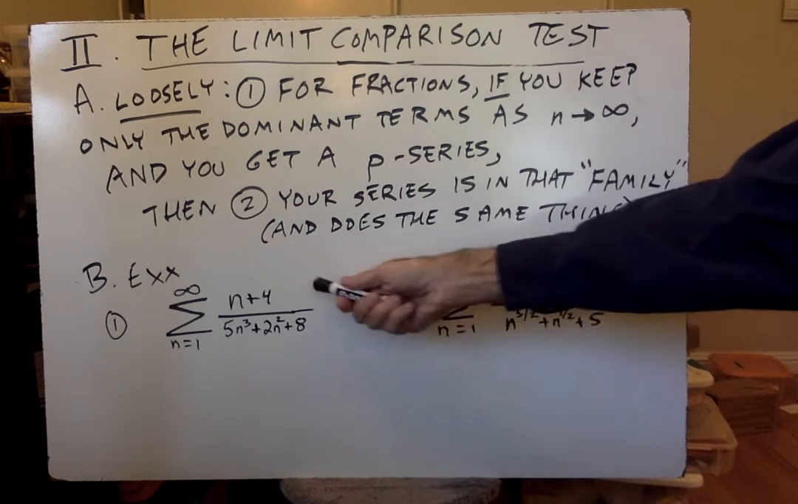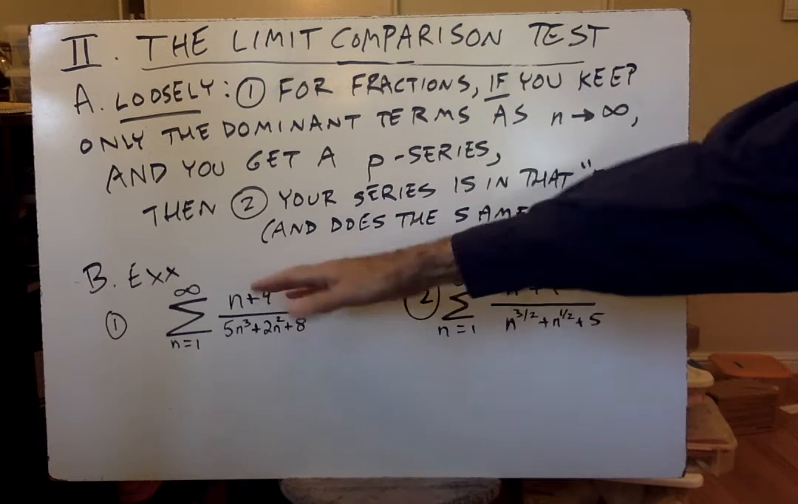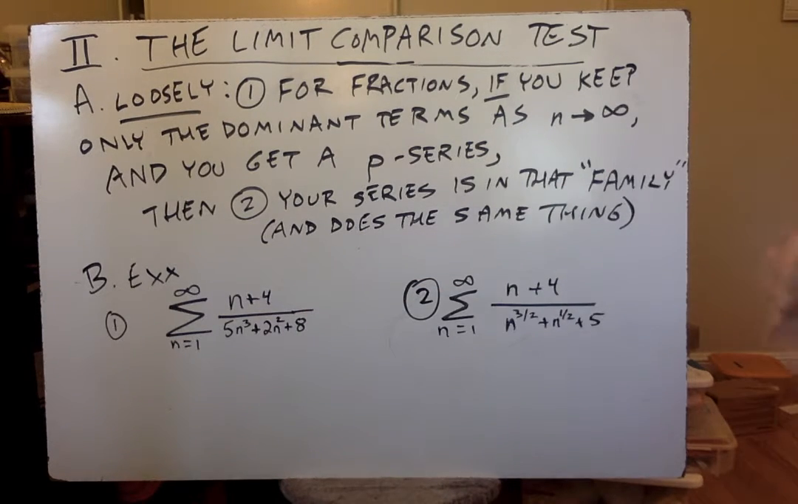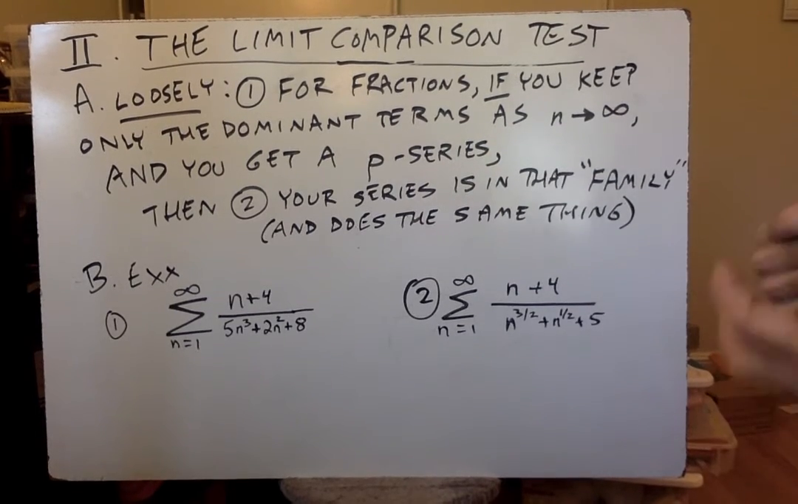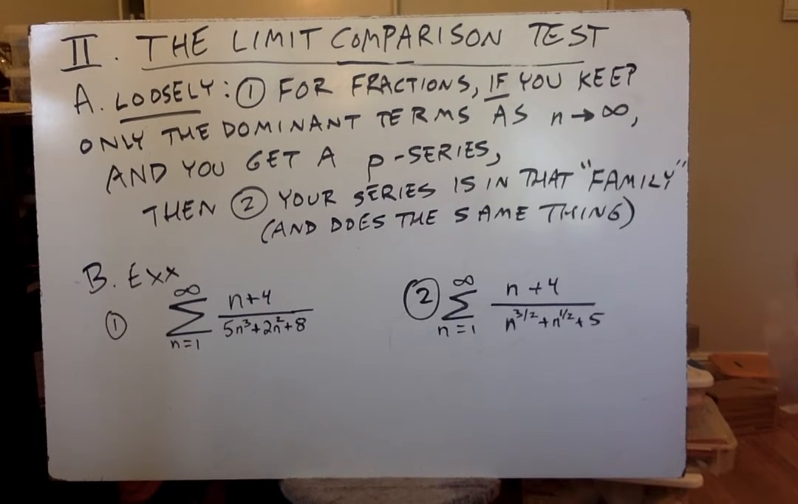If you have a series of the form of a fraction, you keep the dominant term on top and the dominant term on the bottom. That is the one with the largest exponent on top and bottom. If you do that and you get a p series, then your series does the same thing as that p series. It's in that family. You can identify what family it's in, and all the members of that family do the same thing. They either all converge or they all diverge.